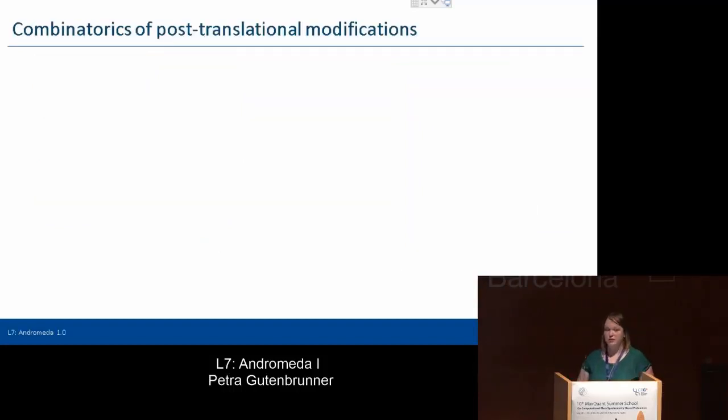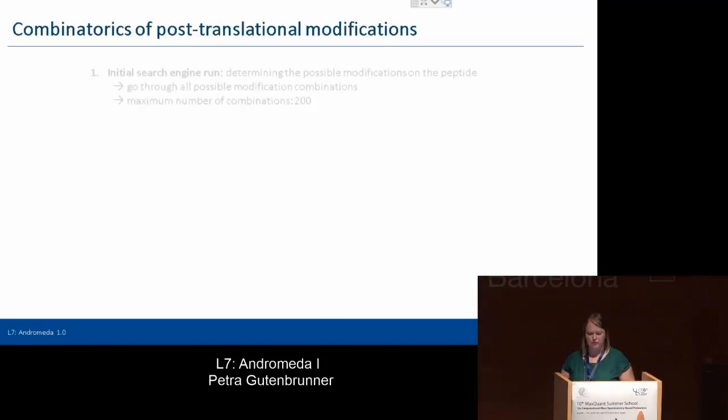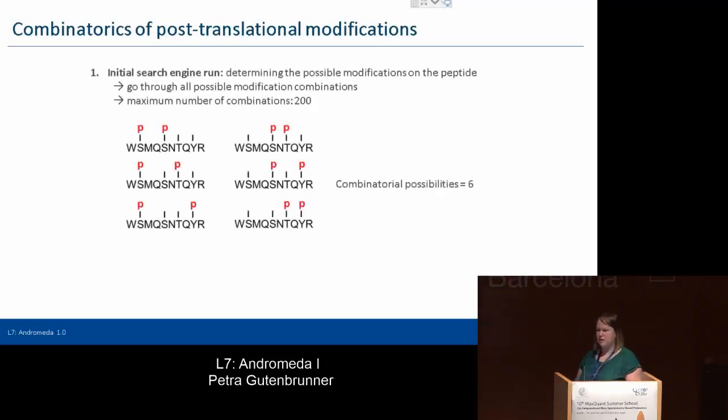Now let's have a look at how it is with modifications. This is an example based on phosphorylation, and it can get quite complex, because for instance here we have the peptide sequence. We know there are 2 phosphorylations on the peptide, but since phosphorylation can happen on serine, threonine, or tyrosine, we would have 4 different possibilities.